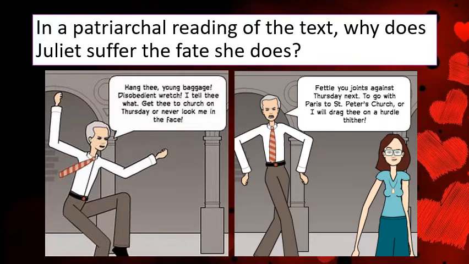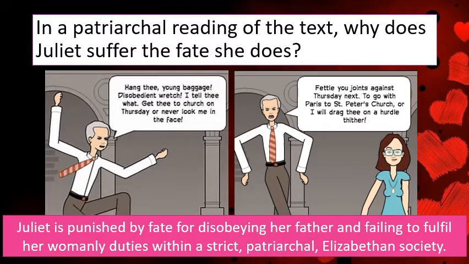He says things like, "Hang thee, young baggage, disobedient wretch, never look me in the face again, hang, beg, starve, die in the street," all those kind of things. And if we look at this as a patriarchal reading, we can argue that Juliet is punished by fate for disobeying her father and failing to fulfill those womanly duties that she needs to within that strict patriarchal Elizabethan society.